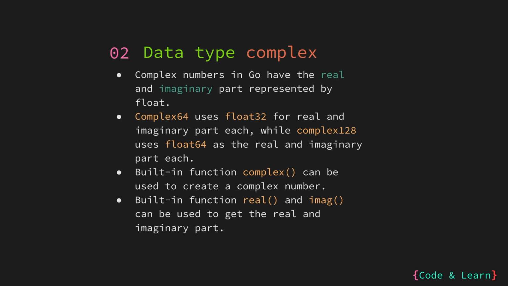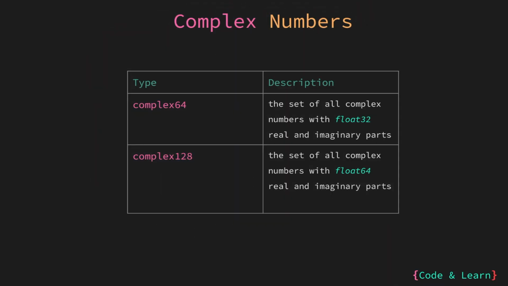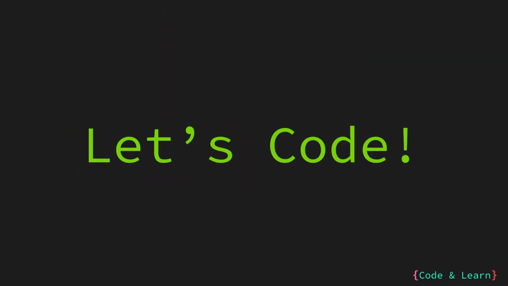The built-in function complex can be used to create a complex number, while the built-in functions real and imag can be used to extract the real and imaginary parts. As mentioned before, complex 64 uses float 32 to represent the real and imaginary part, and complex 128 uses float 64 to represent the real and imaginary part. Let's look at some code now to get a hang of it.